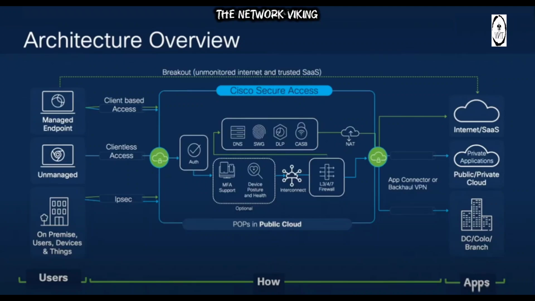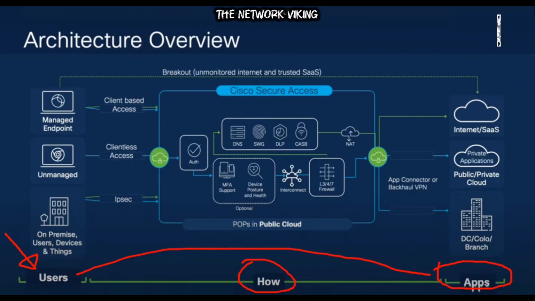In order to understand this better, we've divided it into three parts. You've got the users on the left-hand side, how in the middle, and the applications that you want to access on the right-hand side. So basically the users want to go ahead and access the applications, and the middle part takes care of how those users would be able to connect to the applications. So let's take a look at the left-hand side first.